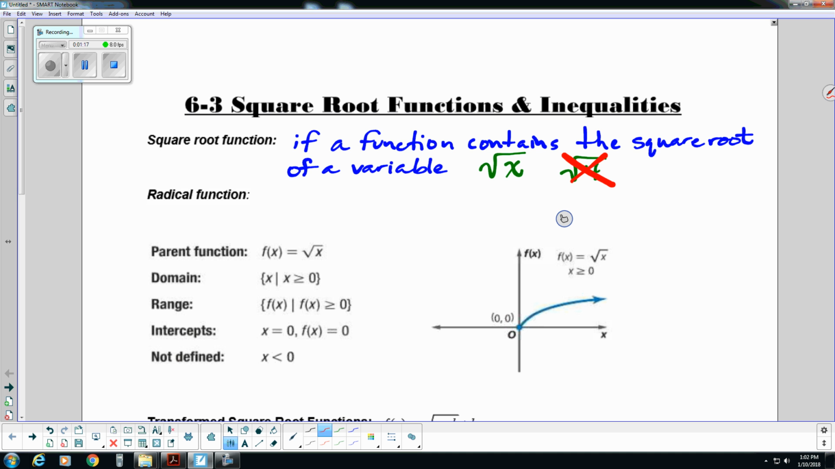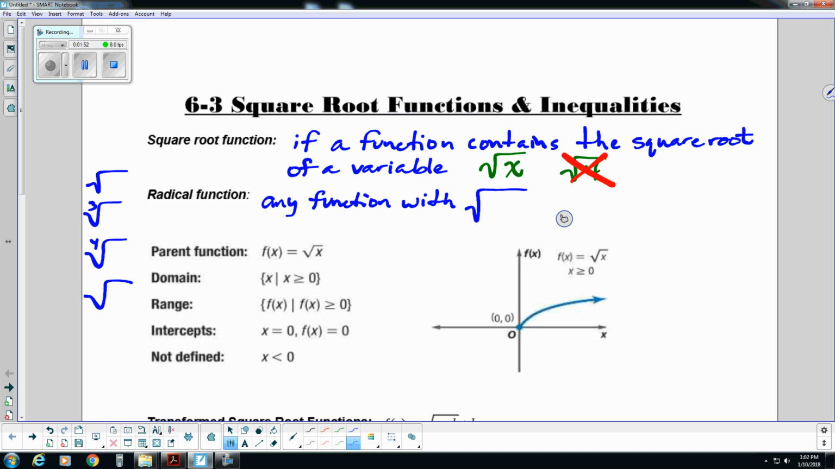Now square root functions are a type of radical function, and a radical function is any function with a radical sign. We often mistake it and just call it a square root sign, but it is truly what we call a radical sign. If you look over here to the left, square roots, cube roots, fourth roots, fifth roots, on and on down the line, those are what we call radical functions. They all have that radical symbol.